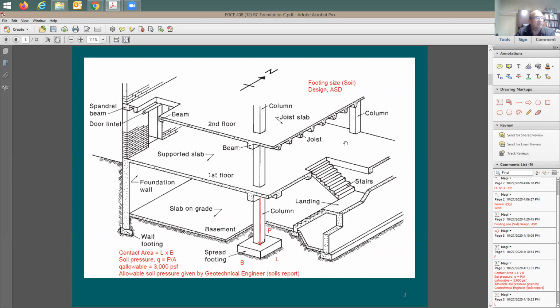What does it mean by size? Size can be L and B. It is not really about the thickness and the reinforcing. Thickness and reinforcing, now we're going to be talking about concrete member design, which we're covering in this course. But since I'm going to be talking about foundation design, I need also to address this footing size. So footing size is going to be ASD, allowable strength design. You just need to add the load. There's no load factors. And with this, you can find out the size of the footing.